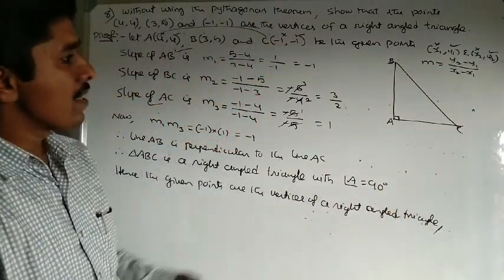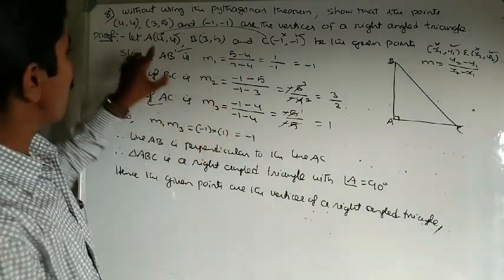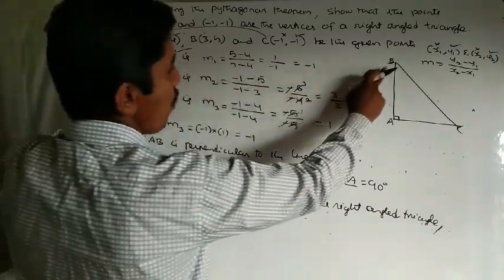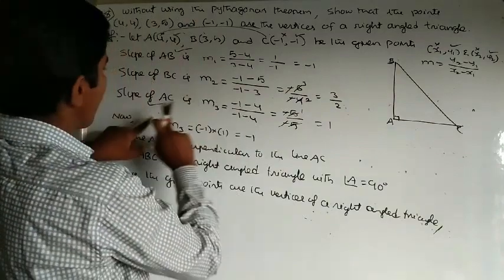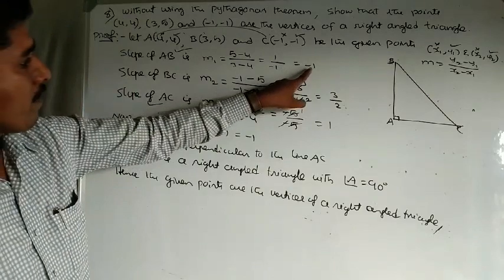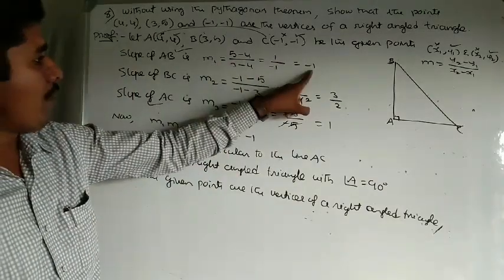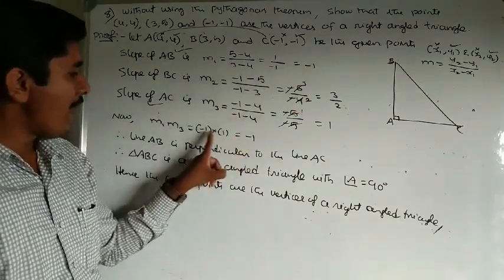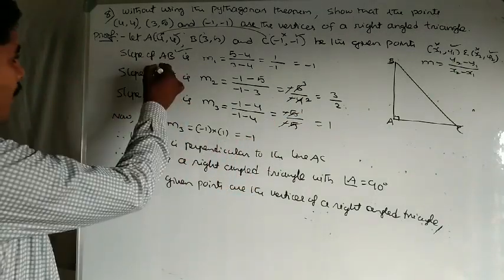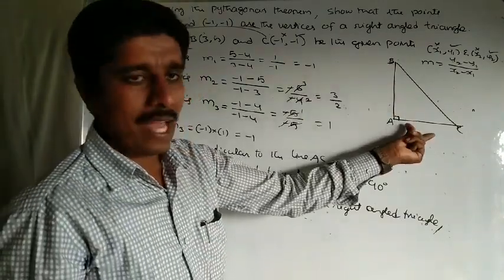Got it? Let's take A as the first point, B as the second point, and C as the third point. First, the slope of AB by using the slope formula. Next, the slope of BC, that is M2. Next, the slope of AC, M3. Clearly, the product of M1 and M3 is -1. M1 equal to -1 and M3 equal to 1, so -1 into +1 equal to -1. Therefore, line AB is perpendicular to line AC.